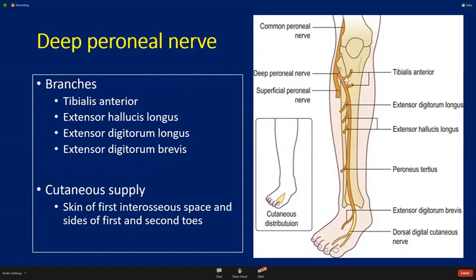The deep peroneal nerve is predominantly a motor nerve and supplies all the dorsiflexors of the ankle and foot. That is tibialis anterior, extensor hallucis longus, extensor digitorum longus, and extensor digitorum brevis. It also supplies peroneus tertius, which is an inverter but not a strong one. The cutaneous supply is peculiar, confined to the first interosseous space between the first and second toes.